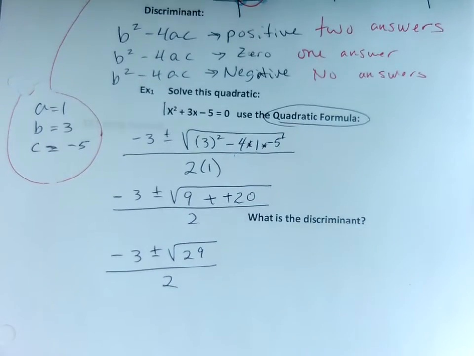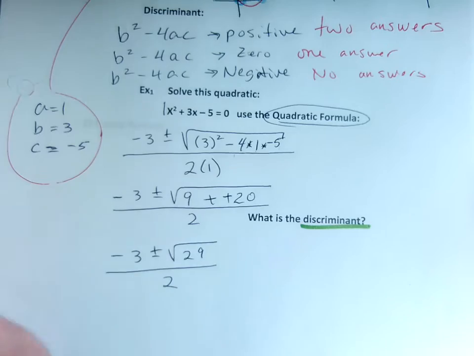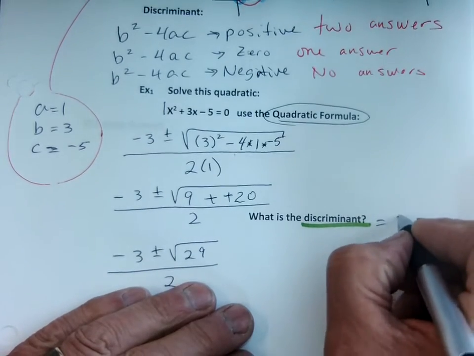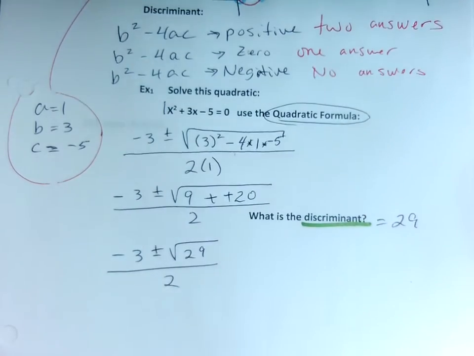Okay, before I finish this, I'm asking you what is the discriminant. So the discriminant is 29. That's the discriminant. Okay, so here's what I know. 2 answers. Does that make sense? I know the 2 answers.